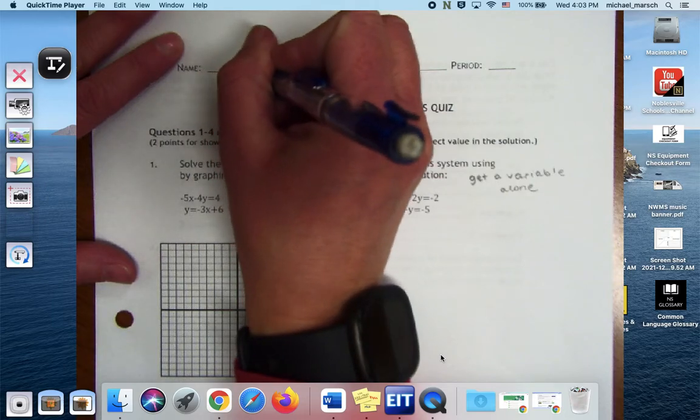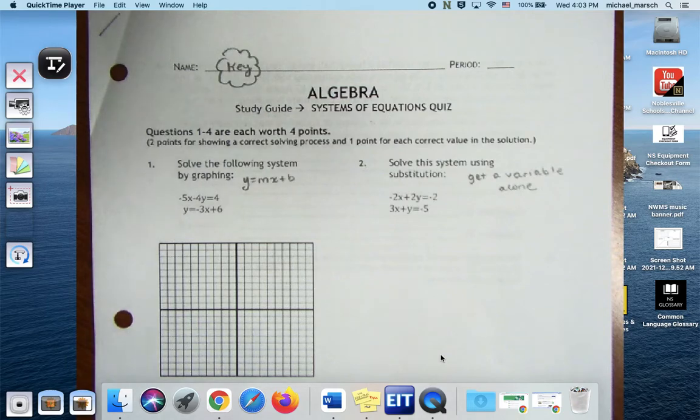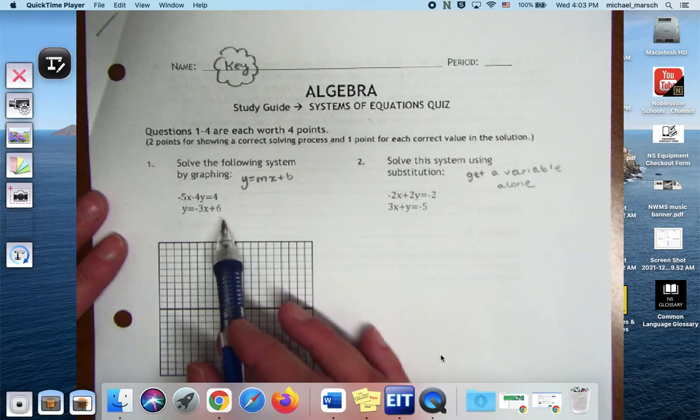This is the answer key to your study guide. And always remember that the quiz will be extremely similar to the answer key, so you're going to be fine. For this first one, we're going to make sure they're both in slope-intercept form.